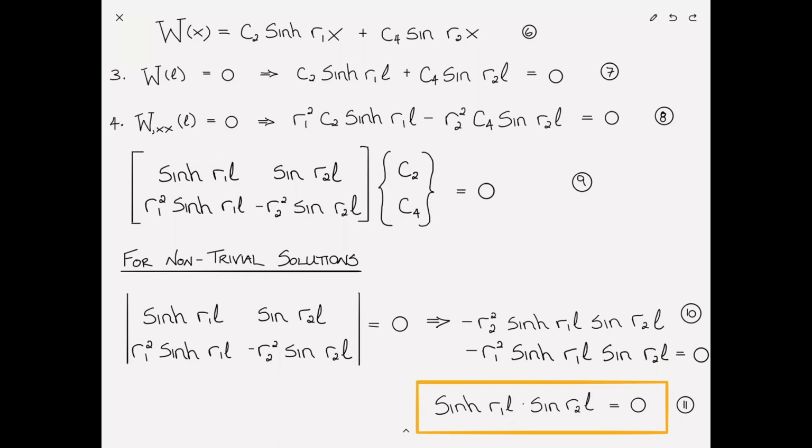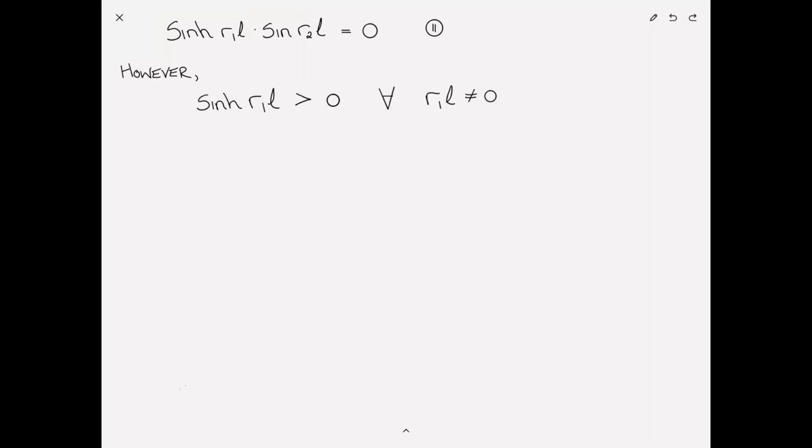So now we can solve equation 11 for the natural frequencies. Turning the page, we copy equation 11 over. However, we notice when looking at the equation that sinh R1L is always greater than 0 as long as R1L is not equal to 0. So for all R1L not equal to 0, sinh R1L is not equal to 0, it's greater than 0.